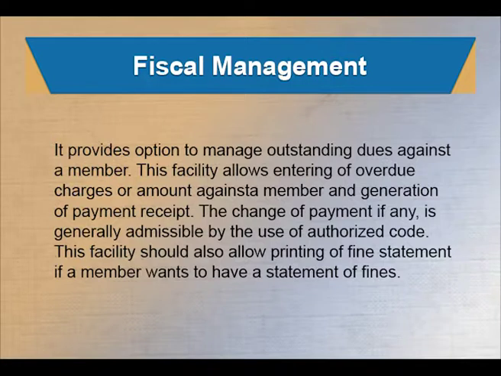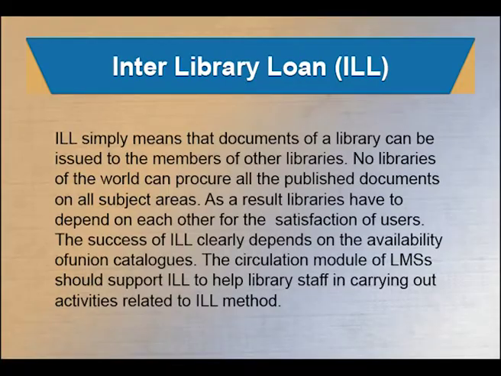Sometimes some automated library systems also link the fiscal management facility with the payment gateway. Now, the latest version of Koha came with a facility through which a member can pay overdue fines through a PayPal account. So, that kind of facilities are already available with different library automation software. Interlibrary loan is another important issue in circulation.